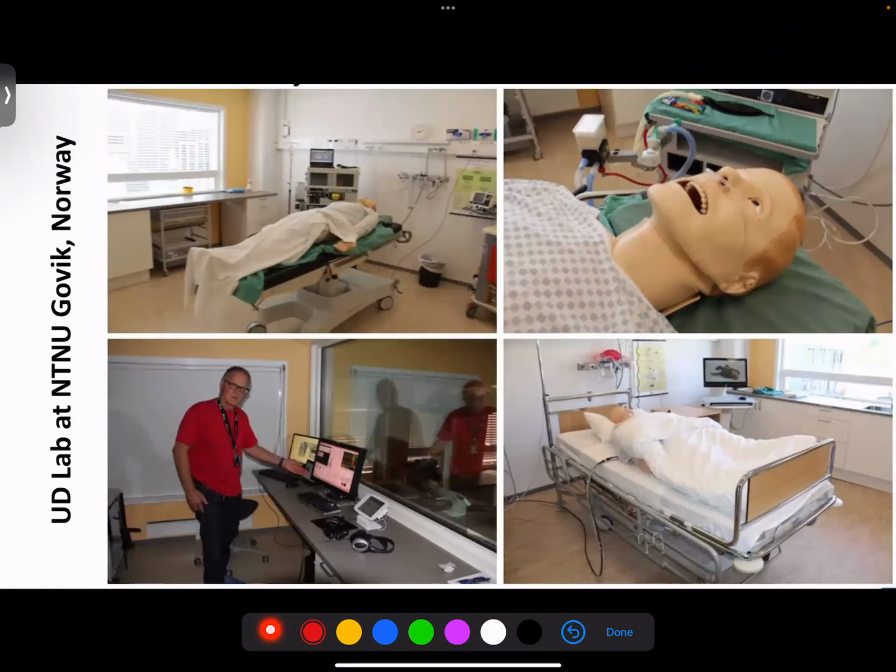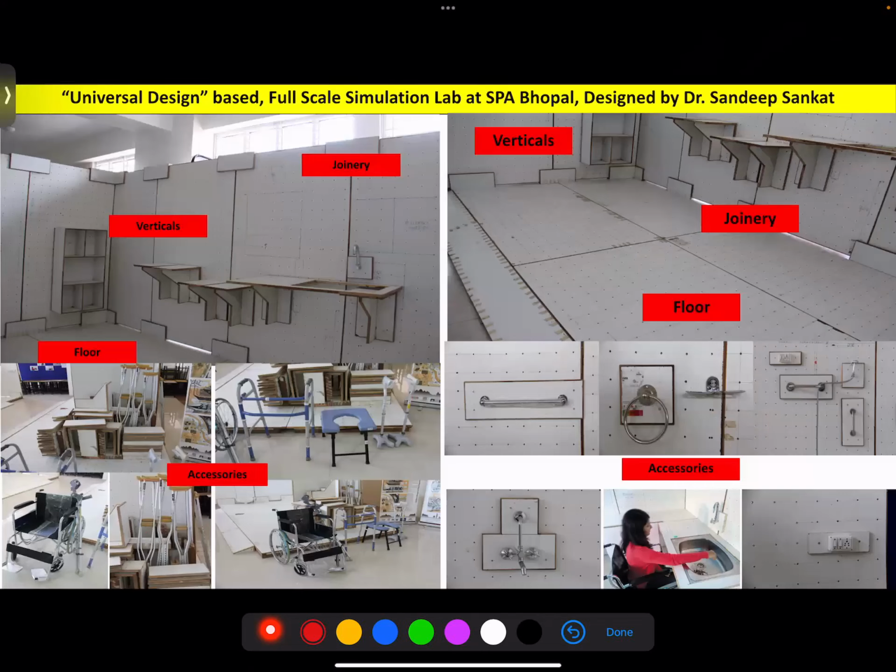This is an example where they use universal design even for teaching and learning of nursing. This is a mannequin which can cry, which can speak, and it can even bleed. For accident situations, the legs of the mannequin can be shown with bleeding as well. The control of the whole mannequin was behind this glass, and a person speaks for the mannequin. So they were giving universal design education even in nursing training.